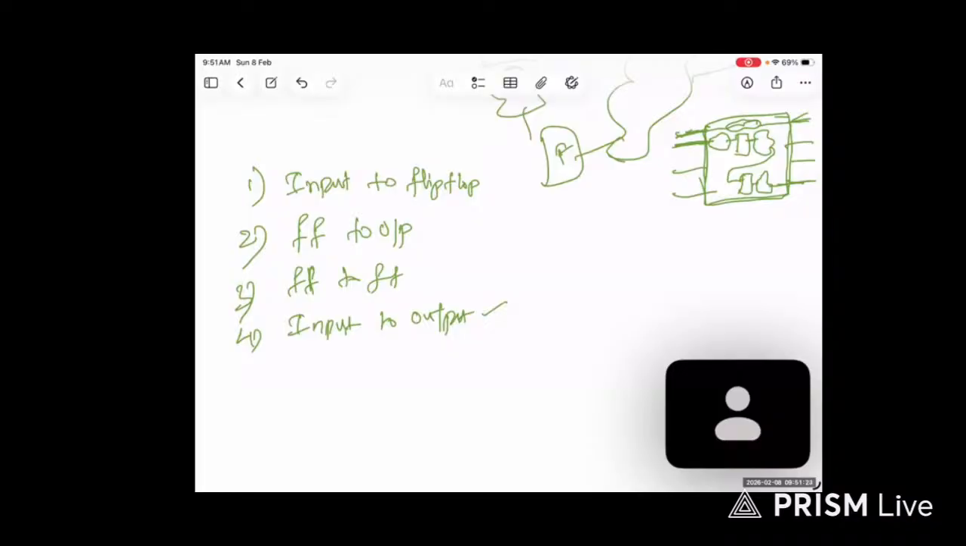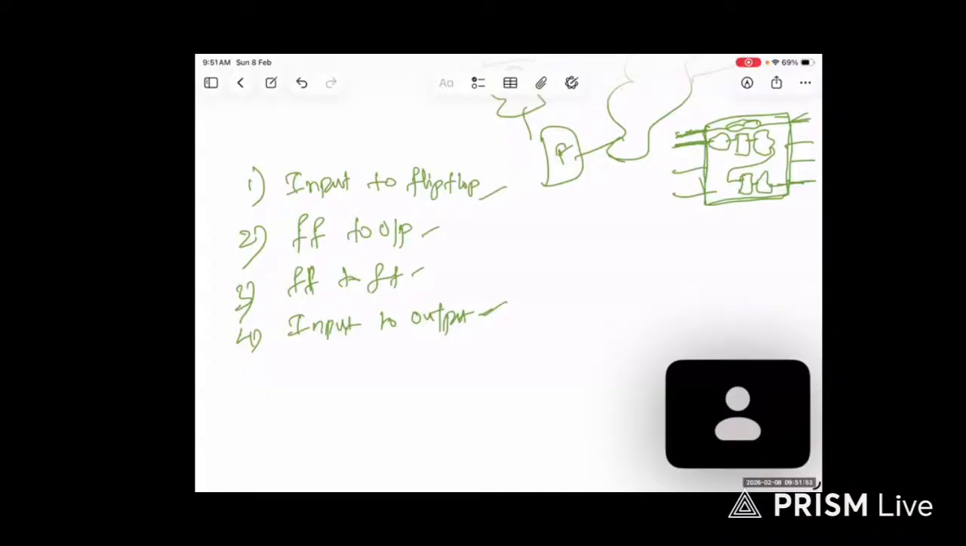Now we have grouped all these paths. What is the point of grouping? It will be easy for me to estimate the timing for all these paths. If I'm able to get the timing for all these paths, then I'll be able to understand whether my chip is able to close at, say, 100 megahertz, whether my chip is able to work or not.